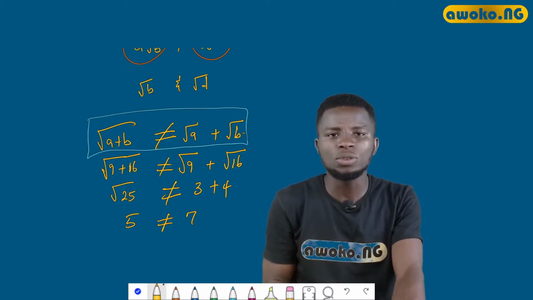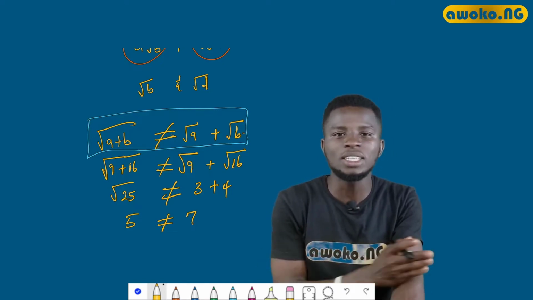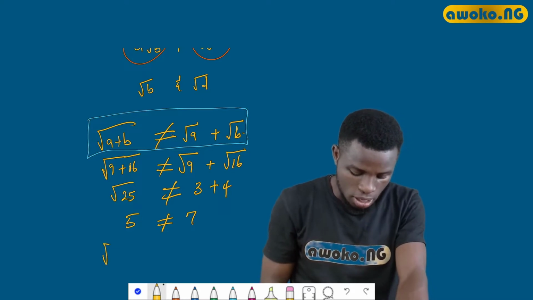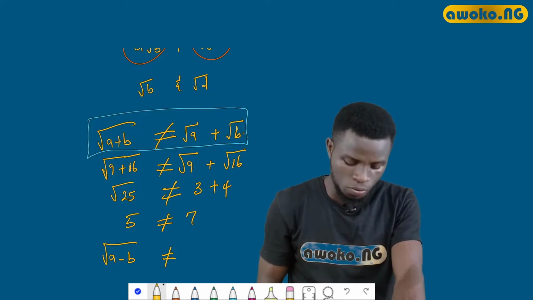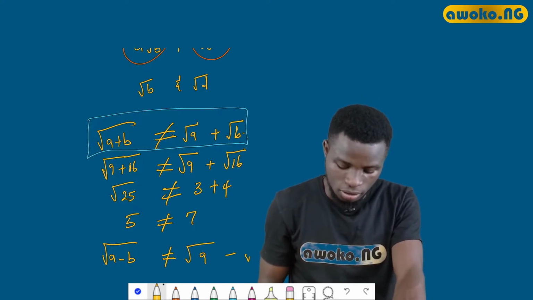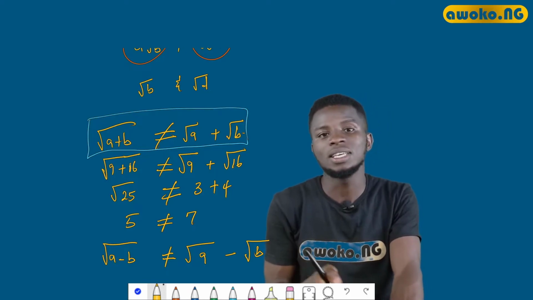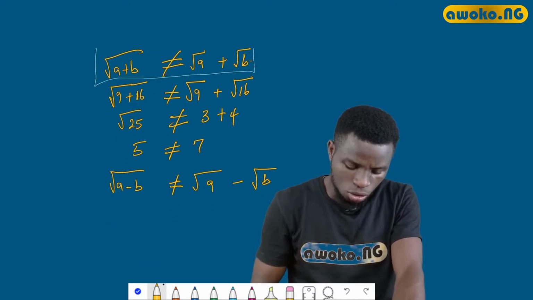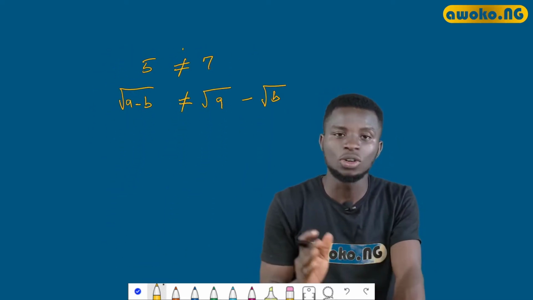And whatever happens in the addition rule is most likely going to happen in the subtraction rule. So therefore, in the subtraction rule, the square root of a minus b is never going to be equal to the square root of a minus the square root of b, following the same procedure as the addition. Okay. Now, these are the basics you need to know about the addition rule as well as the subtraction rule.